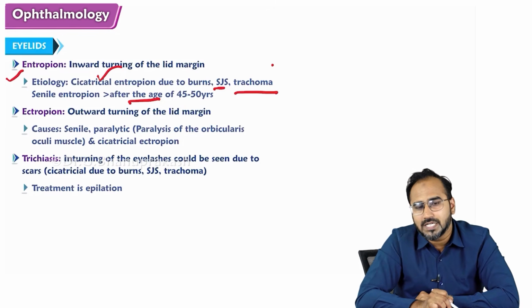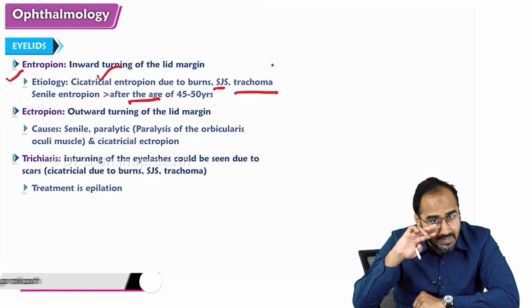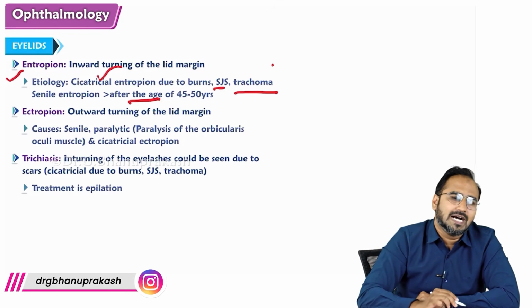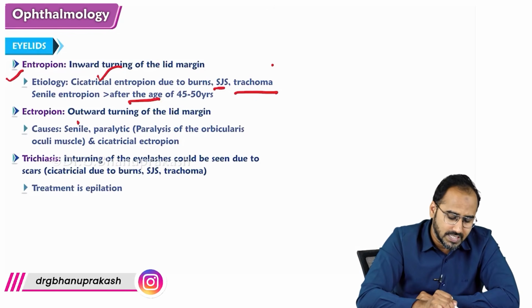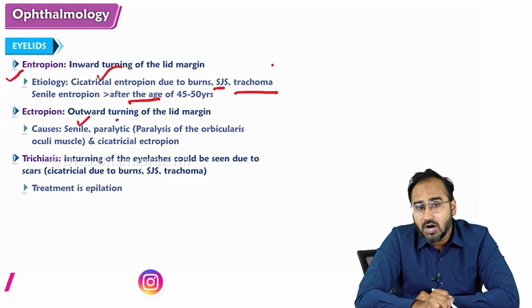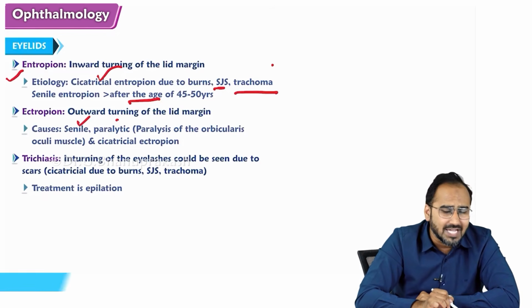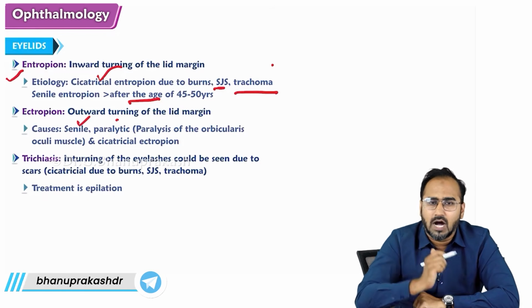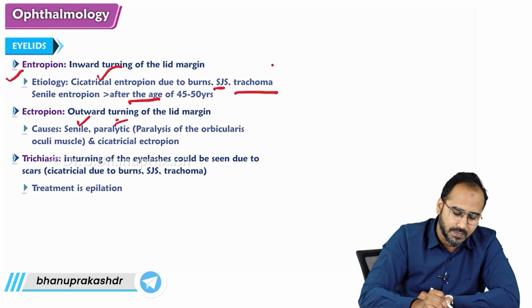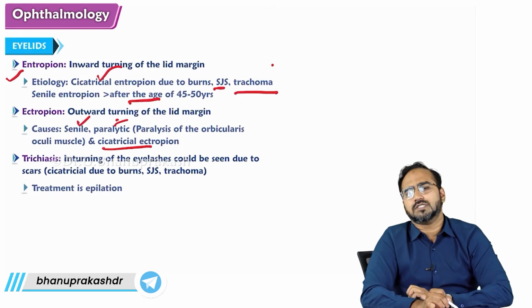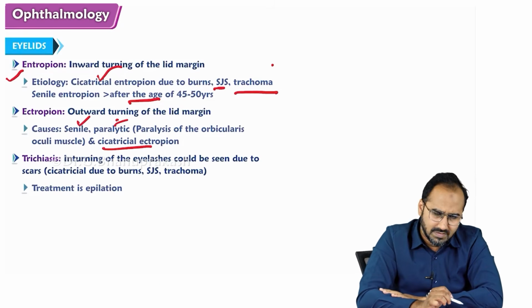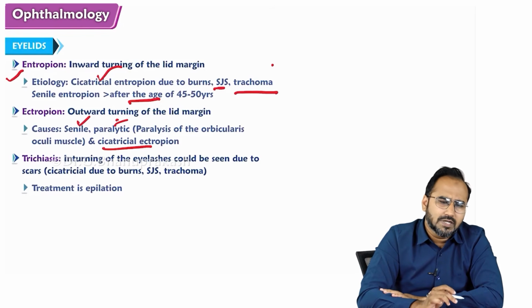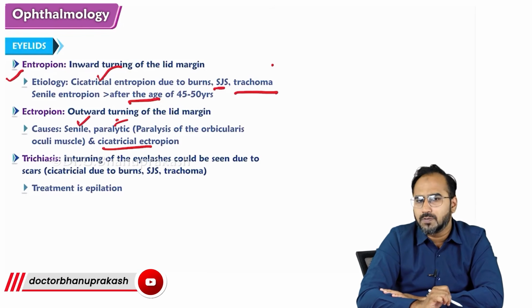Okay? Then there is a condition called ectropion. Ectropion meaning what? Out-turning of the lid margin is called ectropion. Again, ectropion, age-related you might see, or paralytic. If the orbicularis oculi muscle undergoes paralysis or there is weakening of this muscle, then the eyelid might out-turn. That is called paralytic ectropion. And ectropion causes also cicatricial. So entropion and ectropion causes are almost the same. In ectropion, you need to remember there is paralytic ectropion also.